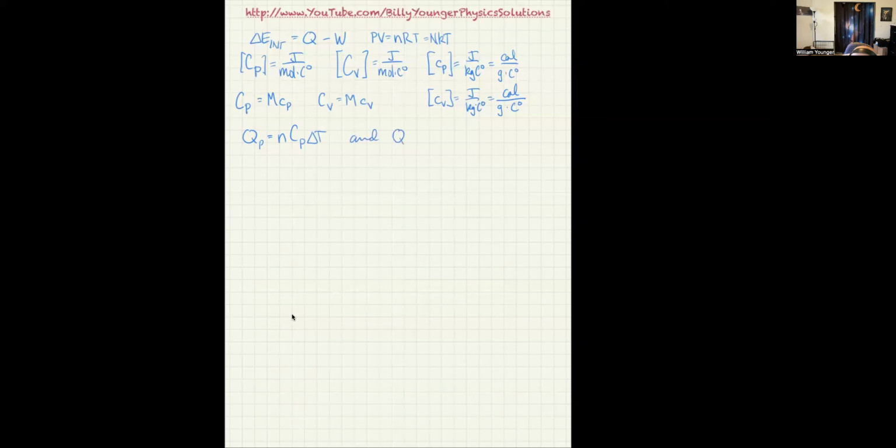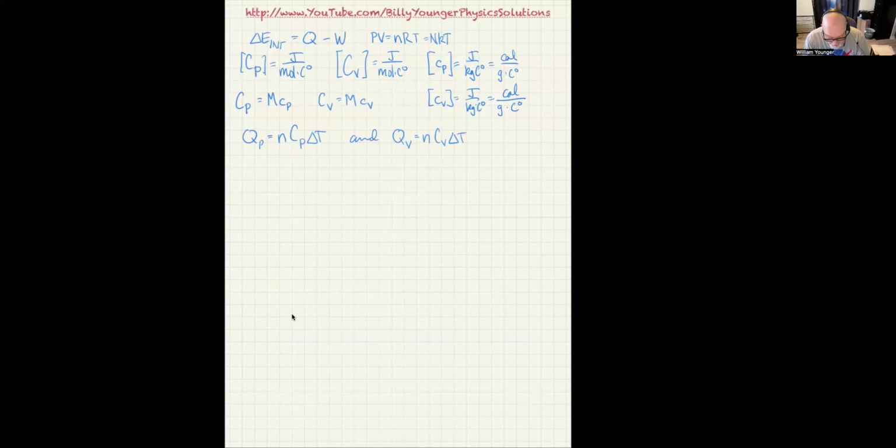And Q_V. Again, this is the heat added to the system at constant volume, but we're doing it in terms of molar specific heat, so it'll be n times C_V delta T. So those are some equations we'll be making use of to make sense of this.